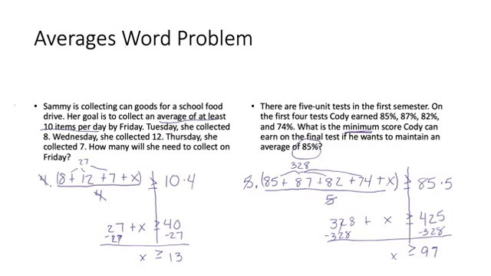So again, set them up. Undo the division first, so you're going to multiply both sides, and then you can easily subtract over.